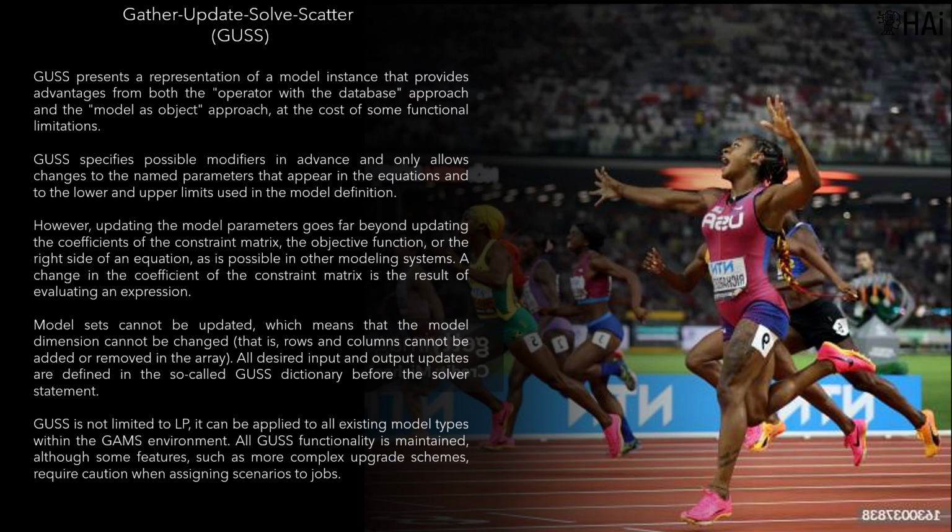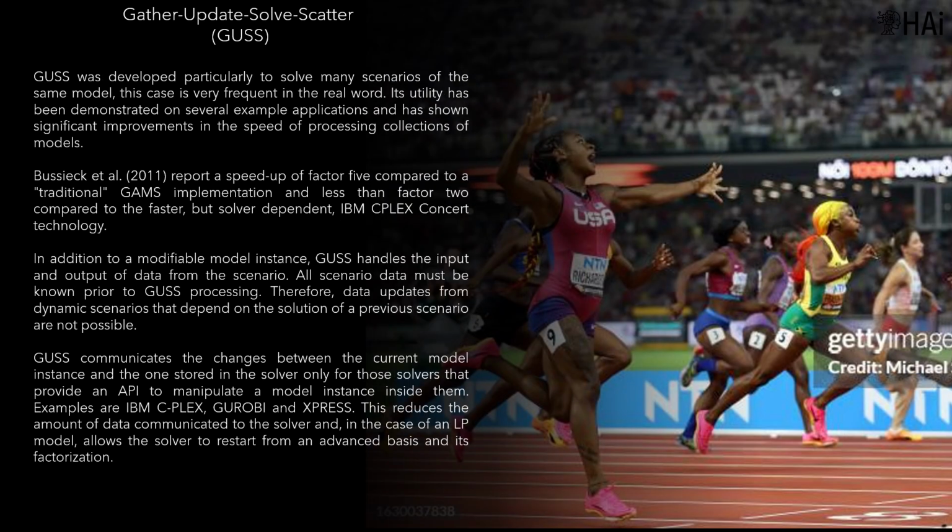All GUSS functionality is maintained, although some features, such as more complex update schemes, require caution when assigning scenarios to jobs. GUSS was developed particularly to solve many scenarios of the same model. This case is very frequent in the real world. Its utility has been demonstrated on several example applications and has shown significant improvements in the speed of processing collections of models. Bussieck et al. 2011 report a speedup of factor 5 compared to a traditional GAMS implementation and less than factor 2 compared to the faster, but solver-dependent, IBM CPLEX Concert technology.